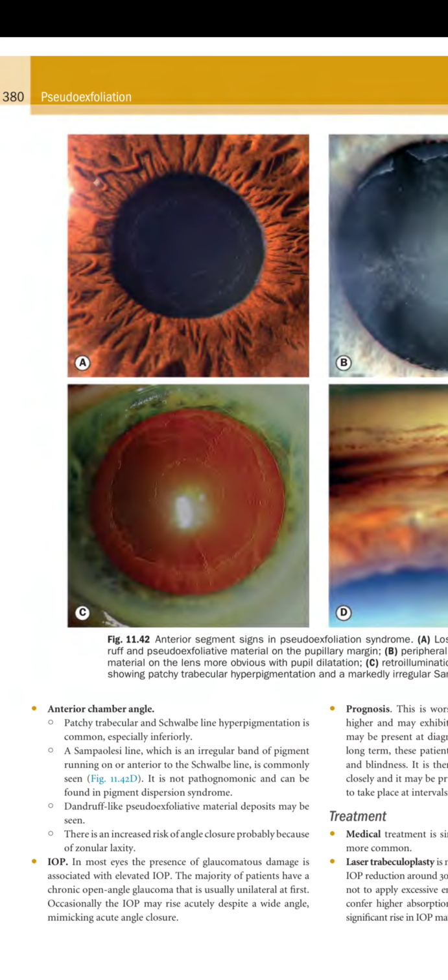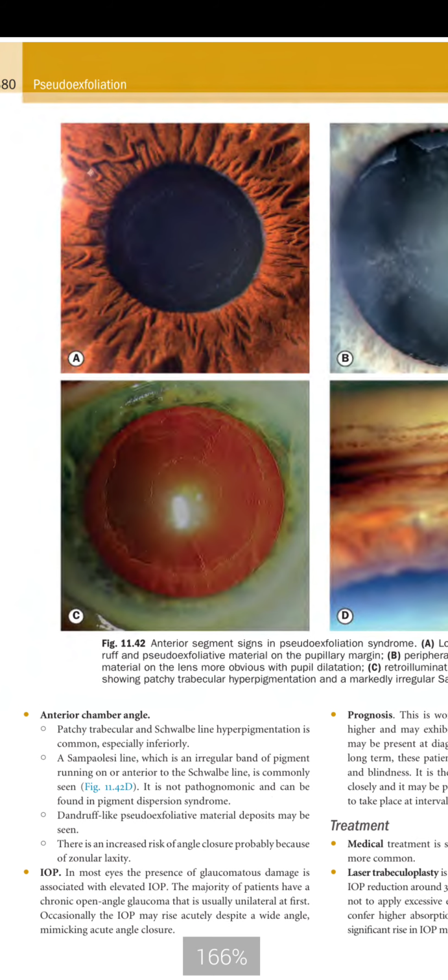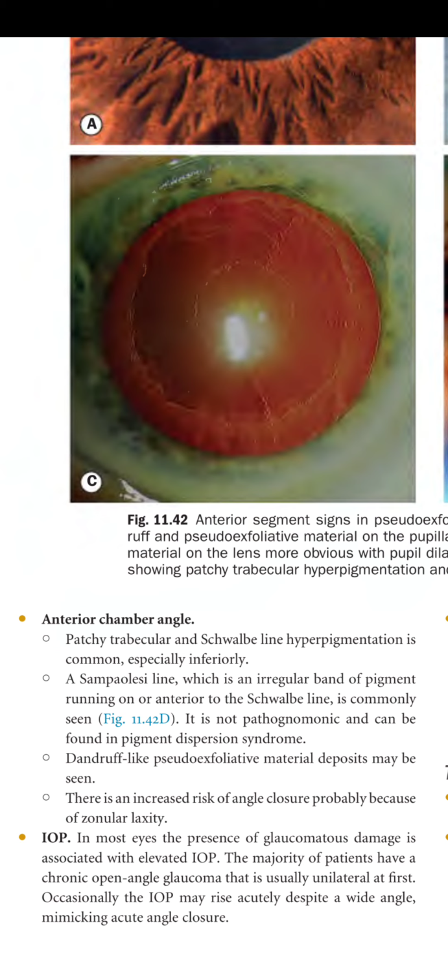Anterior chamber angle is very important, because we will see here that there is a risk of angle closure in pseudoexfoliation as well. However, it is referred to as a secondary open angle glaucoma. Patchy trabecular and Schwalbe line hyperpigmentation is common, especially inferiorly. A Sampaolesi line, which is an irregular band of pigment running on or anterior to the Schwalbe line, is commonly seen. It is not pathognomonic and can be found in pigment dispersion syndrome.